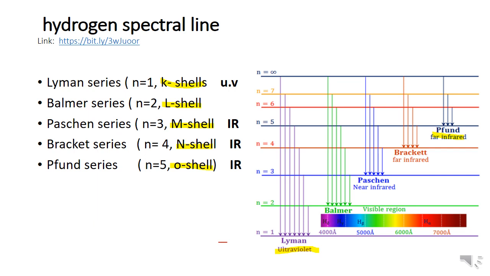This is infrared rays. Then to draw this spectral line, we start from here. This is energy level 1; for Lyman we start from this. For Balmer we start from this.